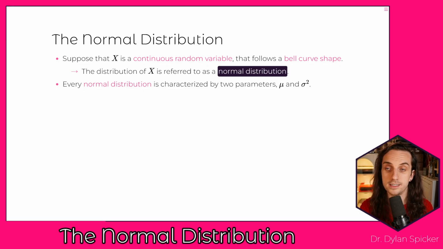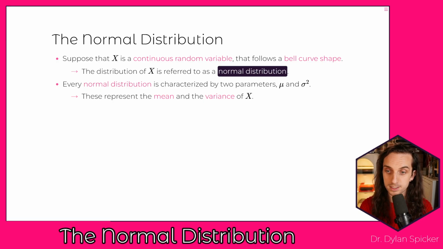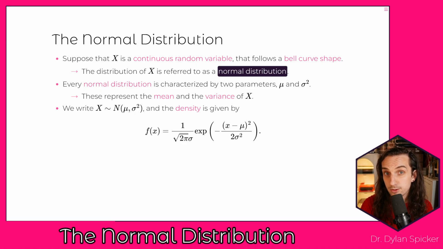Every normal distribution is parameterized or characterized by two parameters. These are going to be mu and sigma squared, and mu and sigma squared represent the mean and the variance of x, respectively. So the expected value of x is mu, the variance of x is sigma squared. What we do is we write x follows a normal distribution. We use just N to characterize the normal distribution, and it has a density function given by f of x, which is 1 over the square root of 2 pi times the standard deviation, times e to the power of negative (x minus mu) squared over 2 times the variance.